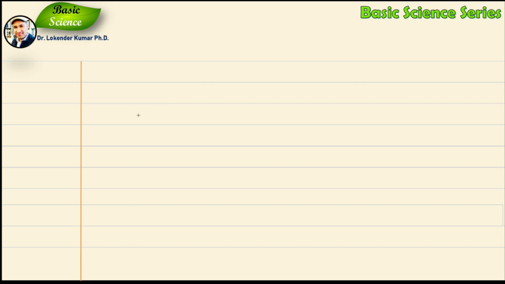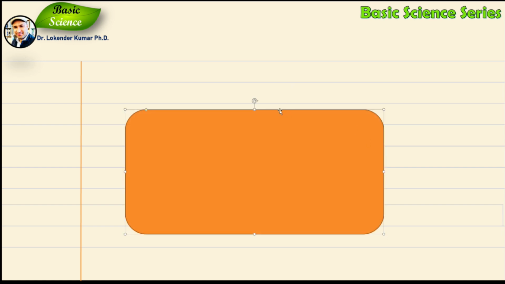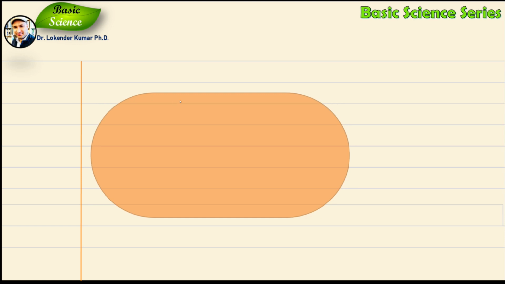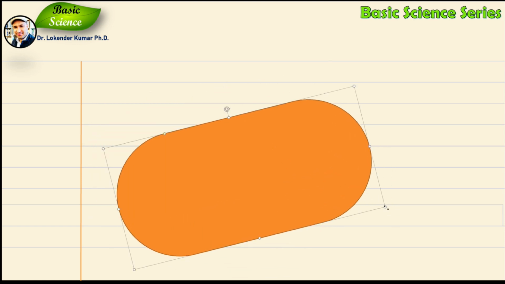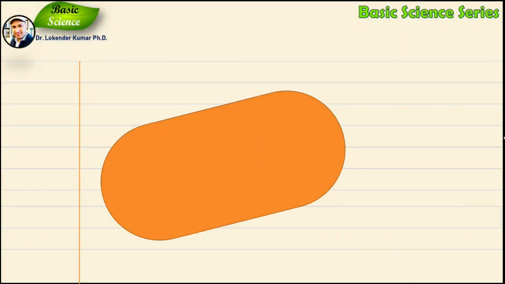So let's first choose the shape. I'm going to use this rectangular shape. You can change the shape and make it a little capsular structure. So here you are. Great. Now you can see we have a capsular shaped structure.